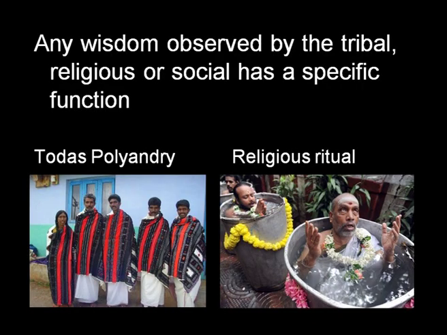For an outsider, a magic may be something like a magic, it has no other meaning than magic. But for Trobriand islanders, magic has a specific function. Even while they go for fishing, which is their important economic activity, they perform magic in order to call the gods to protect them. Functionalism says that any practice observed by the tribal, religious and social has a specific function. Durkheim explained division of labor in society by using functionalism.